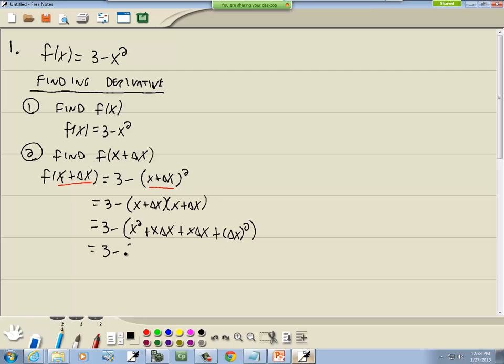Which gives us 3 minus x squared. Now x delta x plus x delta x, these are both the same, so we'll add the numbers in front of them, which are invisible ones. And this becomes 2x delta x plus delta x squared. Negative in front of your parentheses flips the sign of everything inside. So this becomes 3 minus x squared minus 2x delta x minus delta x squared.